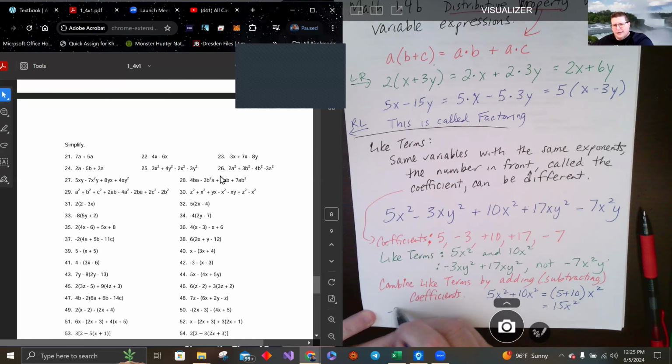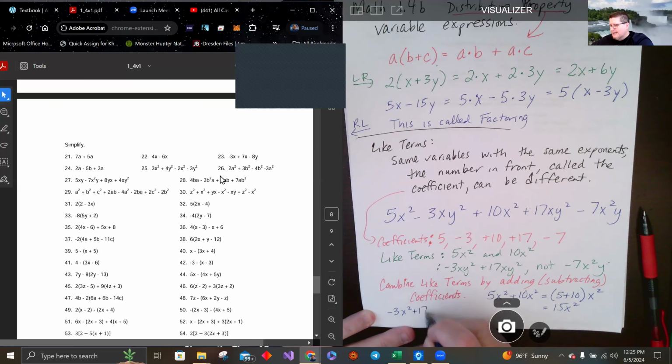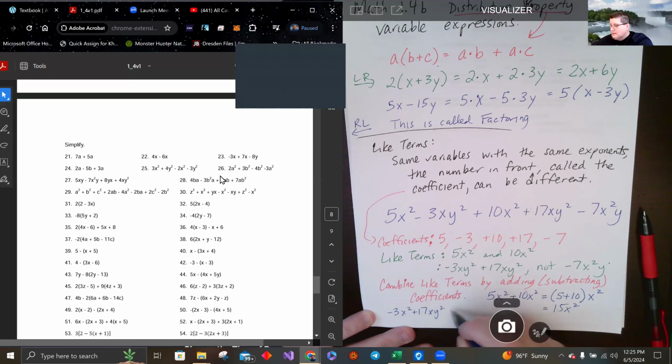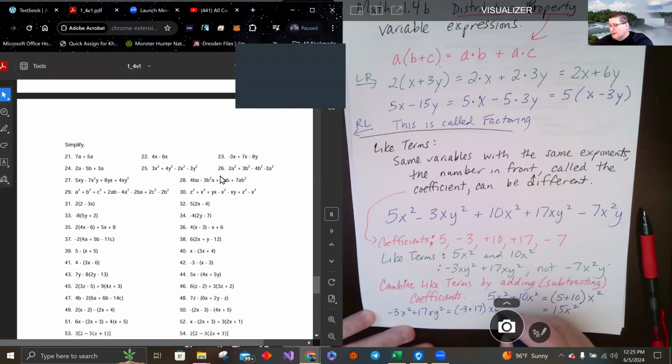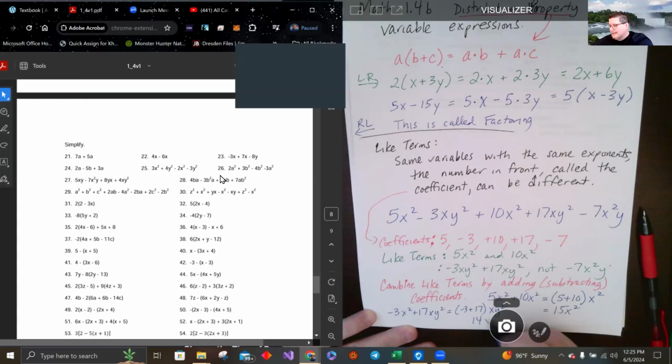Likewise, for the negative 3xy squared plus 17xy squared, this is negative 3 plus 17 times xy squared, which is 14xy squared.